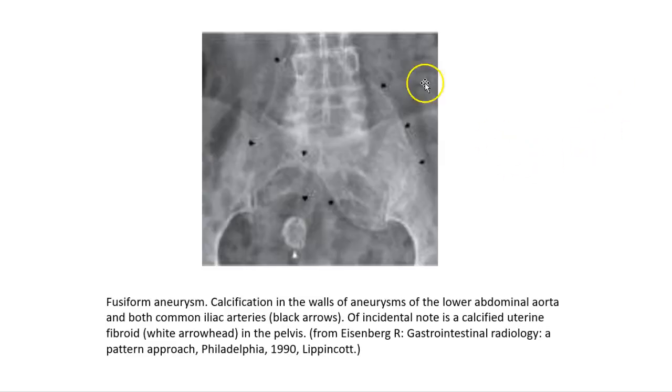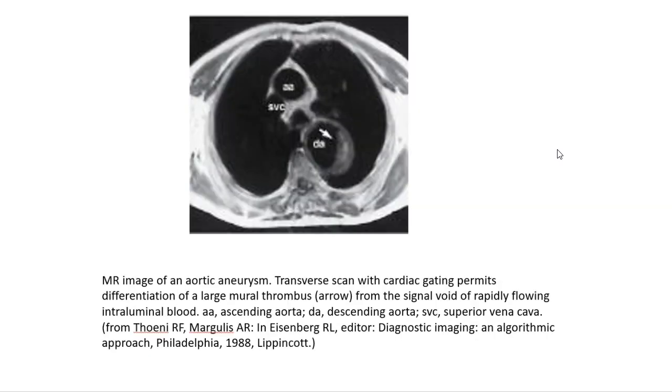All right, and here, calcification in the wall, the aneurysm of the lower abdominal aorta, both common iliac arteries, the black arrows. These are the common iliacs. We have ballooning there too. These patients get stents put in, a sheath that's pretty cool. You can see here, and we have a clot within the lumen on your MR.